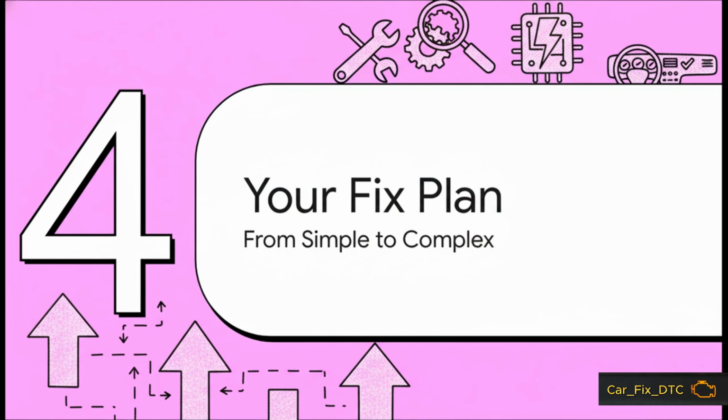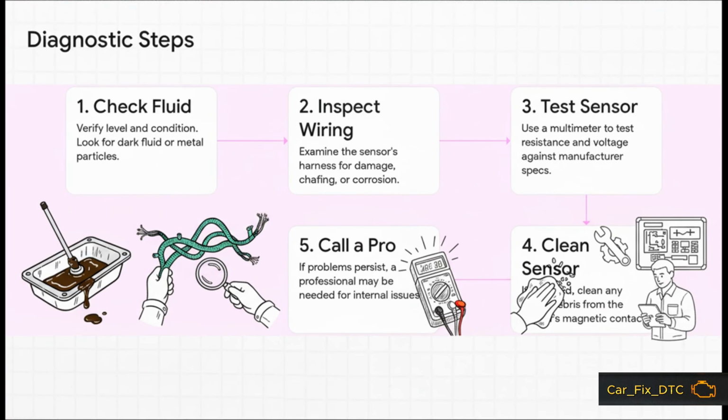Okay, let's pull all this information together into a game plan. Here's a logical, step-by-step process you can follow to track down and, hopefully, fix this P0715 code for good. This is your playbook. You start with step 1, the fluid. It's the easiest and cheapest thing to check. If that's all good, move on to a visual inspection of the wiring. Still nothing? Then you can test the sensor with a multimeter to see if it's working right. And hey, while it's out, you might as well give it a good cleaning. If you've done all that and the light is still on, that's probably when it's time to call in a professional.